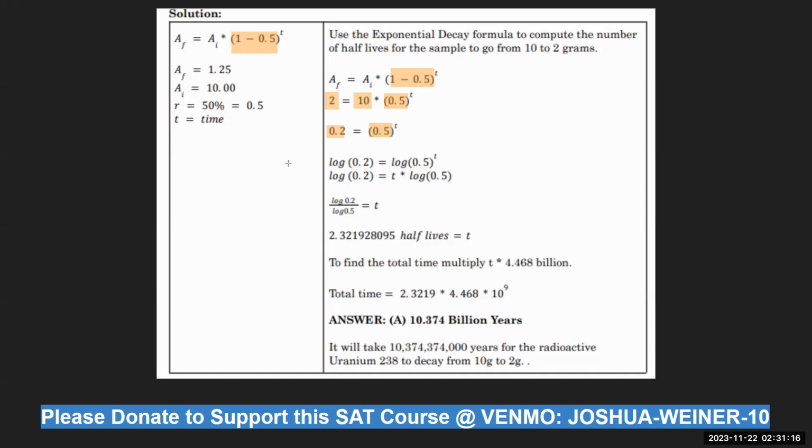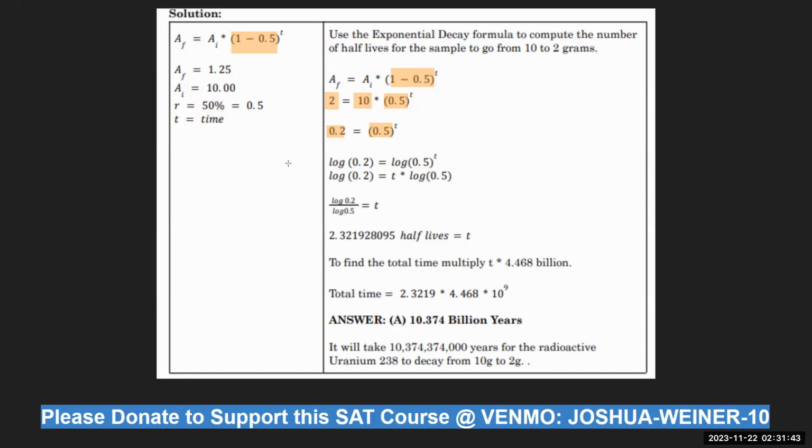So again, same thing, log both sides. You get log of 0.2 equals log of 1.5 to the t. Bring the t to the front, and we divide by log of a half. So it's log of a fifth divided by log of a half, which is 2.32192 half-lives. But each half-life takes 4.46 billion years.